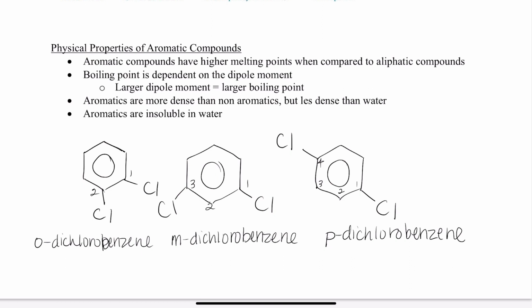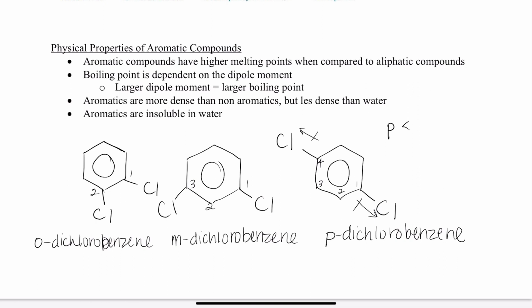So if we were to put these structures in order of increasing boiling point, we want to start with our lowest boiling point and then work towards the highest boiling point. We know that the greater the dipole moment, the larger the boiling point. Our para-dichlorobenzene is going to have the lowest boiling point because we've got that equal pull in opposite directions. So this is really almost going to zero out. So our para will have the lowest boiling point.